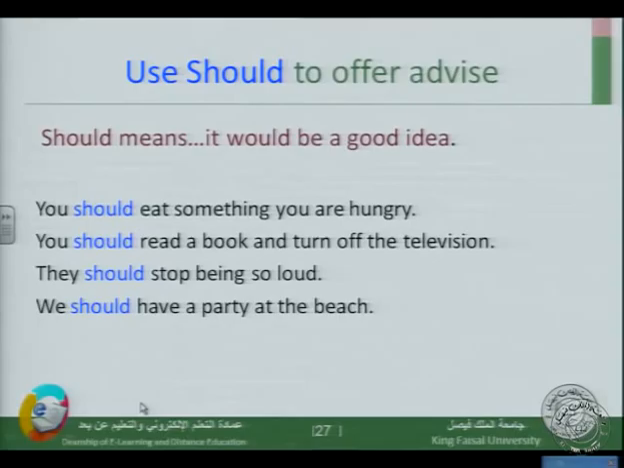Also, we have talked about how to use should to offer advice. And this is actually, should here, it gives us more clarification in this slide. It means it would be a good idea if you do something. But I am not warning you. I'm giving you advice. I'm saying that it would be a good idea if you do something. You should eat something when you are hungry. So this is advice. You should read a book and turn off the television. You should stop being so loud. You should have a party at the beach.